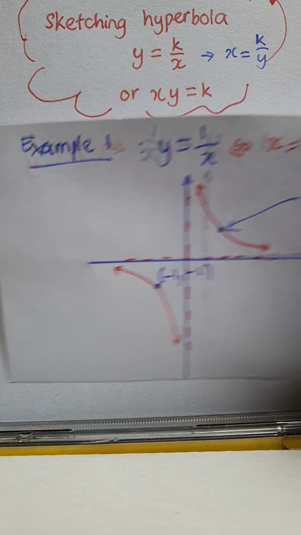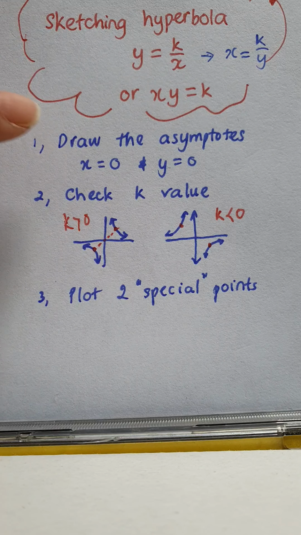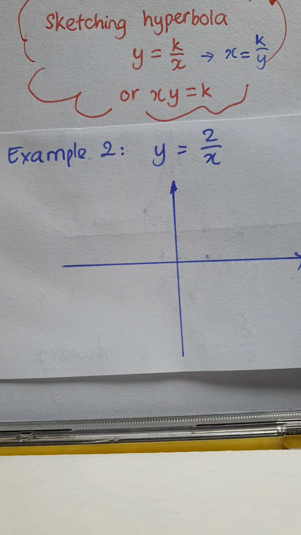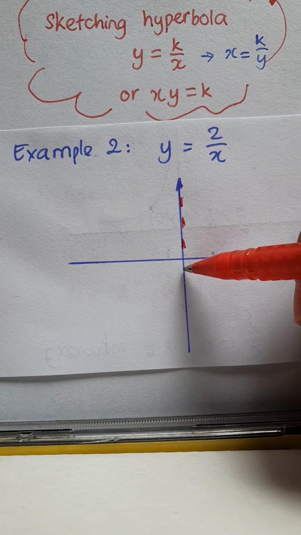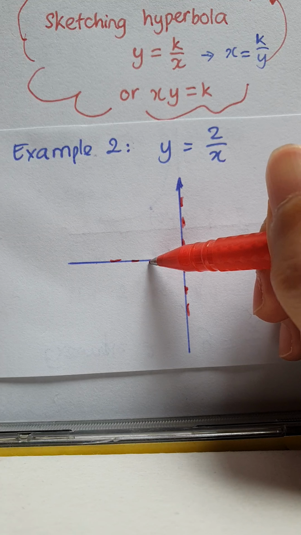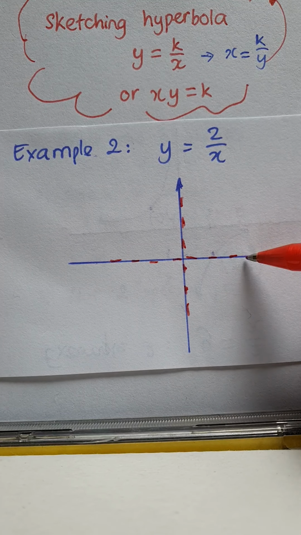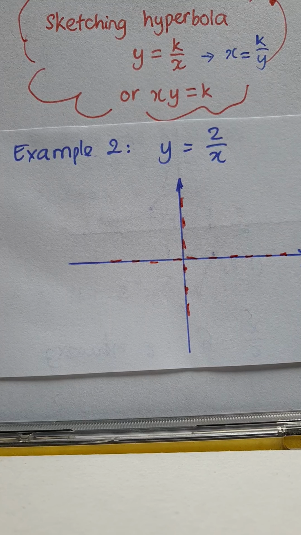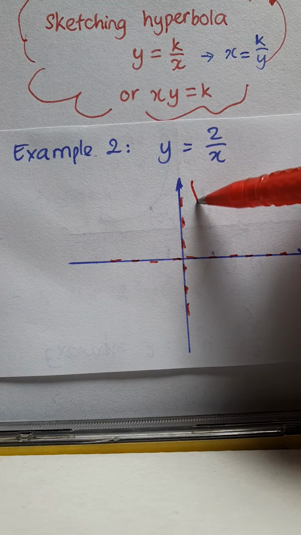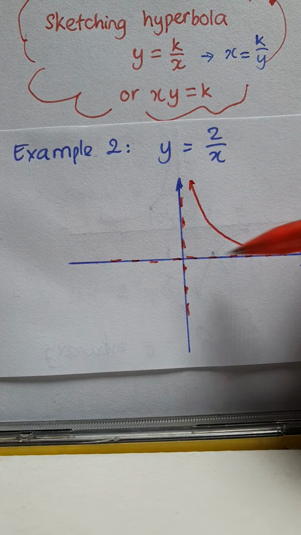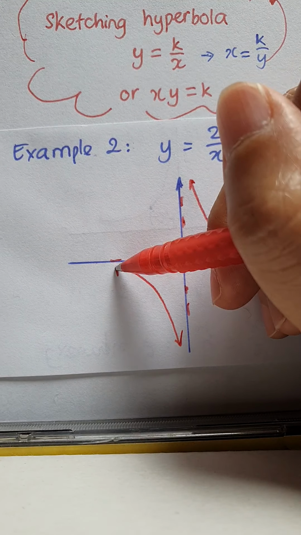Another example. Reminder, follow those 3 steps: draw the asymptotes, check the k value, and plot the 2 special points. So here, example 2, y equals 2 over x. First thing to do, draw the asymptotes. Second step, check the k value. The k value is 2, which is a positive number, so we know our hyperbola will look like this.